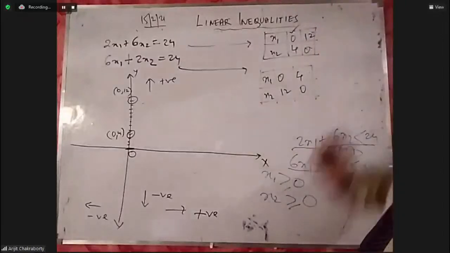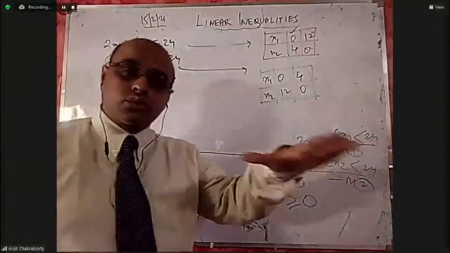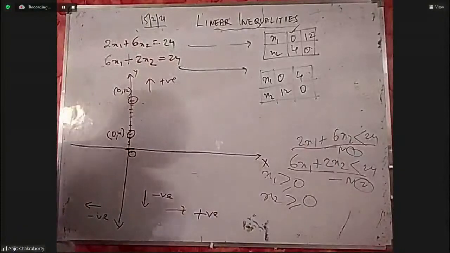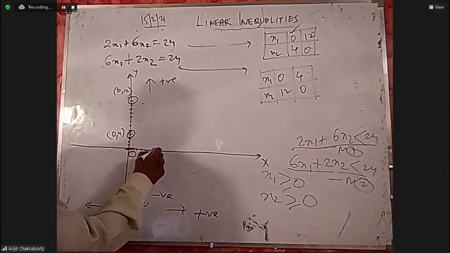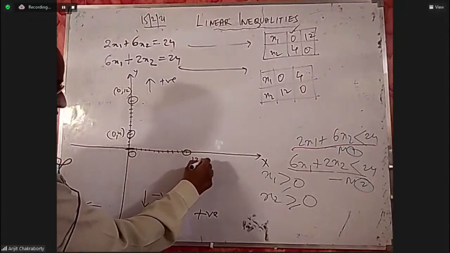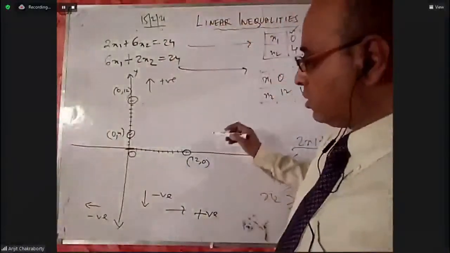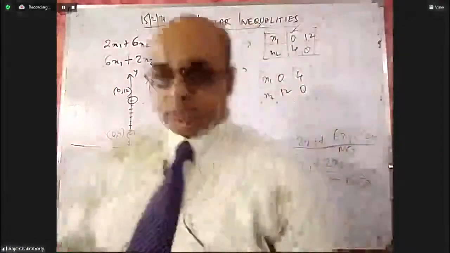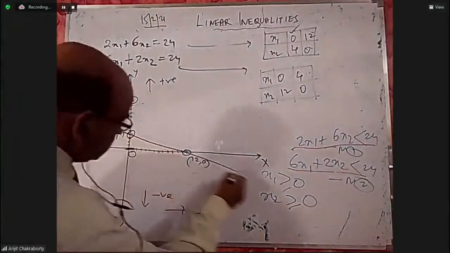Next is 12, 0. 12, 0 means we will move across the x-axis 12 units. It is positive, so we will move towards the east, towards the right-hand side, 1, 2, 3, 4, 5, 6, 7, 8, 9, 10, 11, 12. So roughly this is 12 and 0. For the first equation, let me try and draw. The line intersecting point is here and here. Let me draw a smooth line.